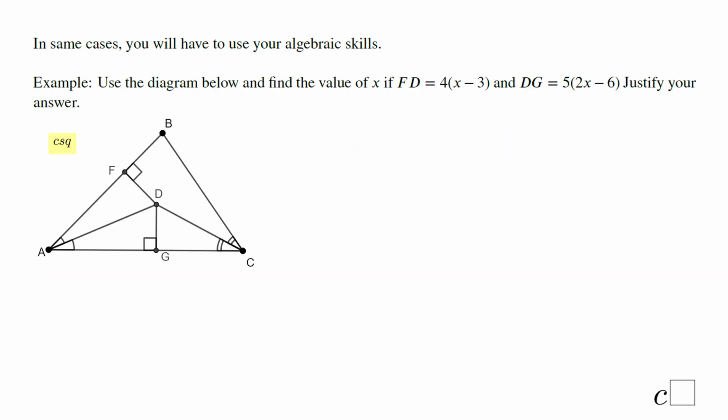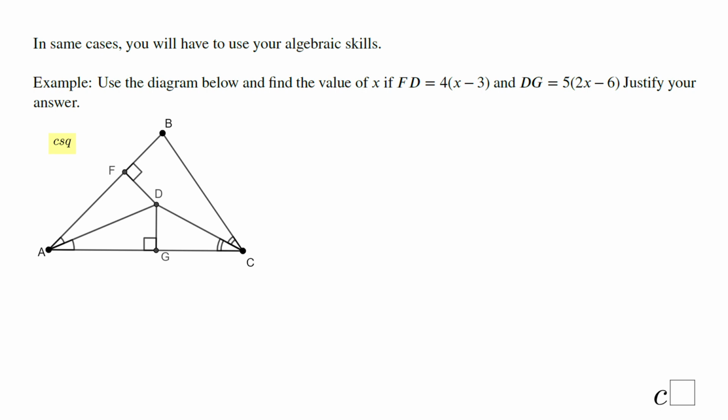In some cases, as I said here, you'll have to use algebraic skills. So let's take a look at this problem here. We use the diagram below and find the value of x if FD is 4 times the quantity x minus 3 and DG is the quantity 5 times 2x minus 6.